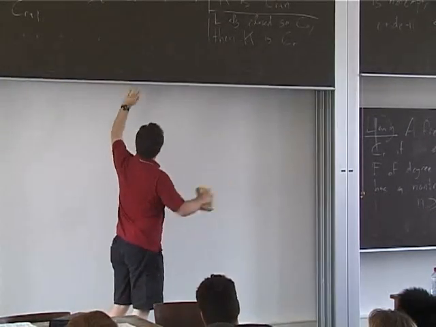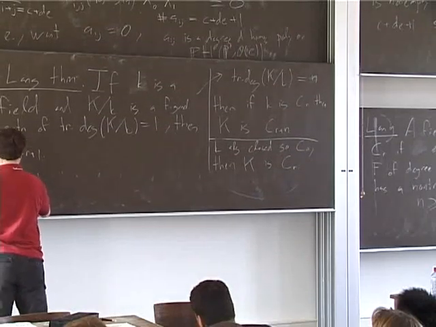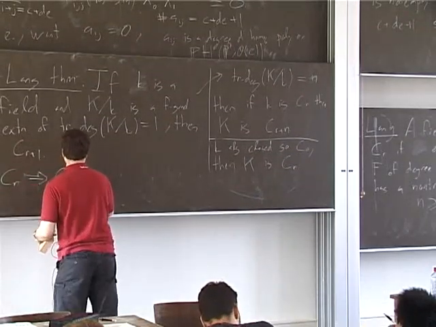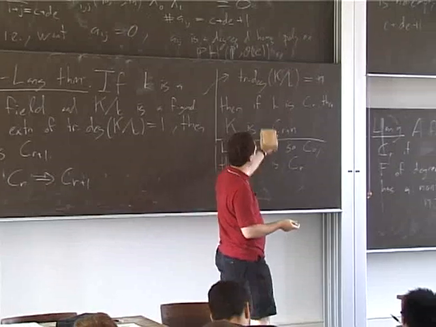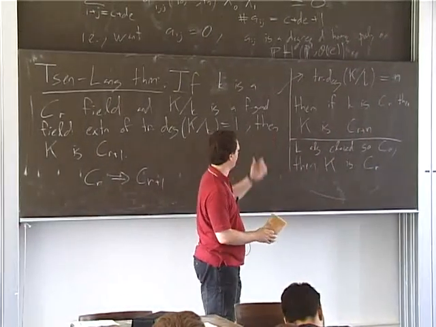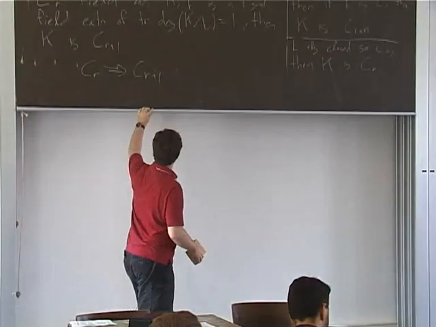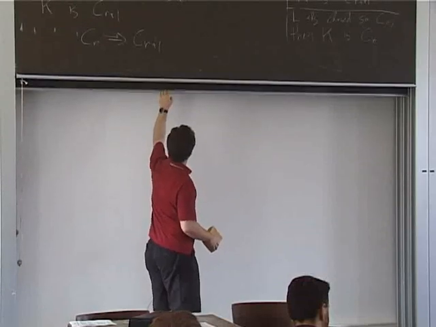Let me point this out: CR implies CR plus 1. So an algebraically closed field is obviously C0, C1, every C whatever. A finite field is C1, C2, et cetera. So you usually just talk about a field being CR for the smallest value of R for which it's CR.